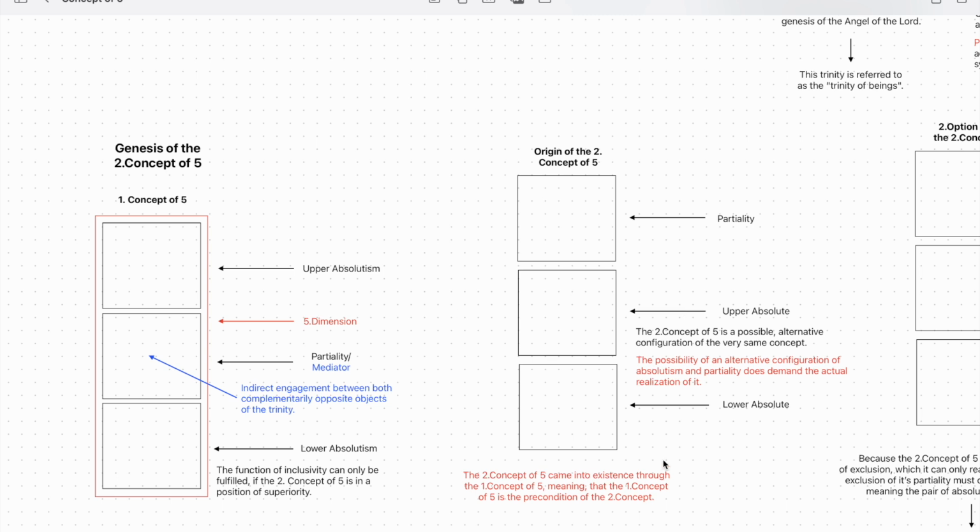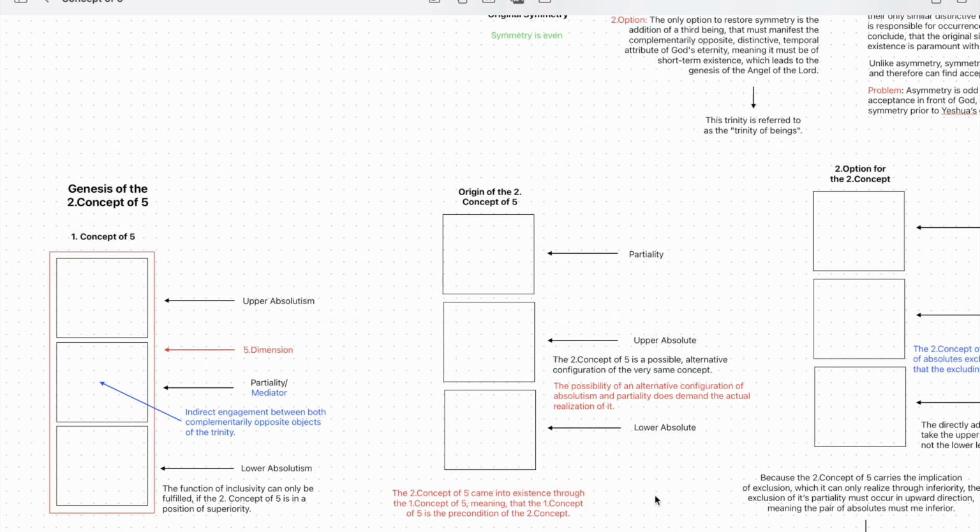Because both absolute objects are directly juxtaposed in the second concept of five, they directly engage with one another. Because both absolute objects in the first concept of five are separated from one another and are not directly adjacent to one another, their engagement is only indirect and does occur through the partial object in between as a mediator.